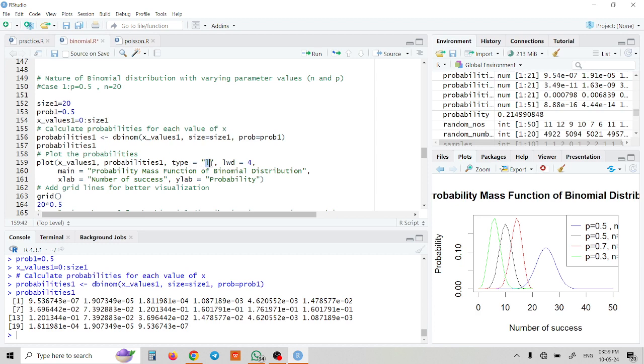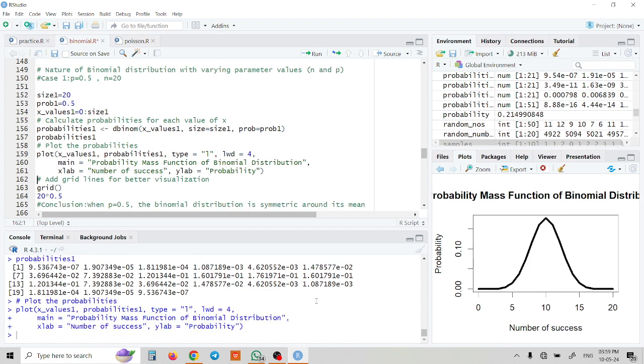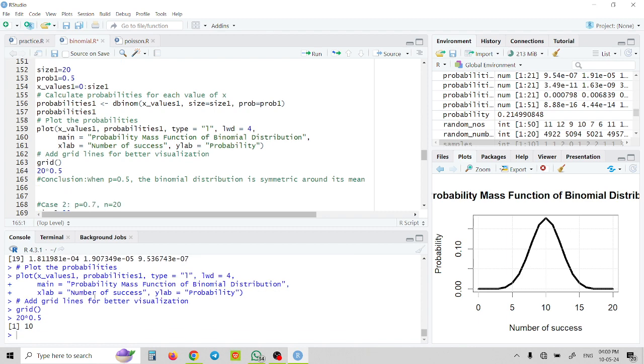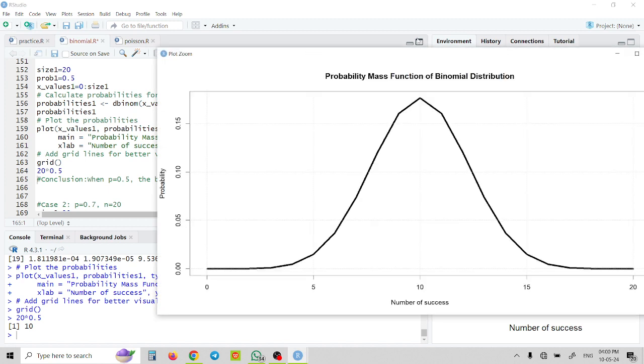So what type of diagram we want, length, the size should be 4. Main, this is the main title of the probability mass function diagram, this is the x-axis title, this is the y-axis title. So if I plot this, we will get this diagram. Okay, to get more clarity we can add grid lines to that. And at the same time let us calculate the mean. Mean is n into p. N is the number of trials, p is the probability of success, and that is what we are getting, 10. Okay, now let us see how the diagram looks.